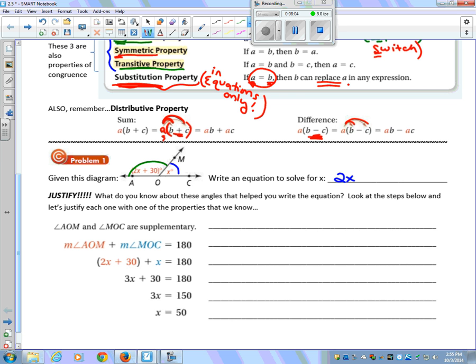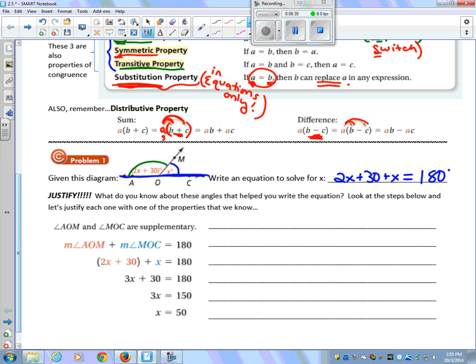You should have 2x plus 30 plus x equals, and since we know that this AOC is a straight angle, or you can think of AC as a straight line, then these two angles, this pair of angles, is a linear pair. So we know they're supplementary, and they add up to 180 degrees. So that would be our equation.